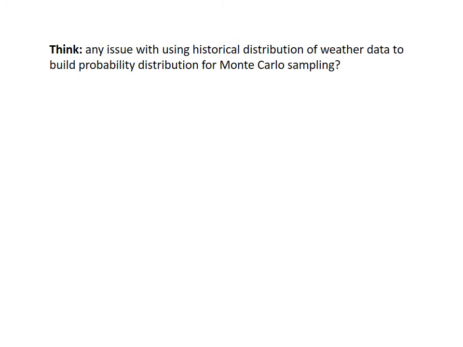Any issue potentially with using a historical distribution of weather data to build probability distributions for Monte Carlo sampling in load forecasting? Well, the obvious one is, of course, climate change, right? What climate change is doing is literally changing the underlying true distribution of weather data, in a way that we don't really know.